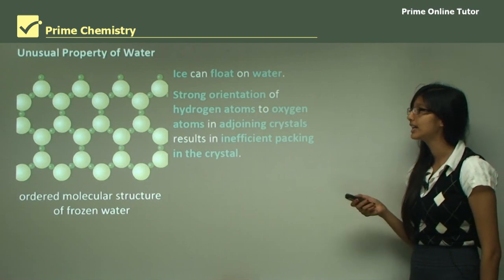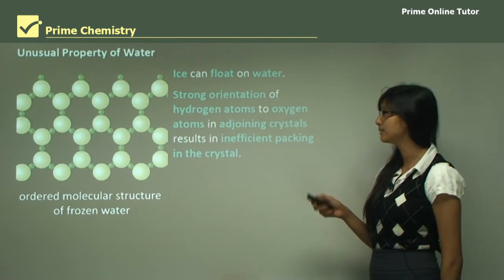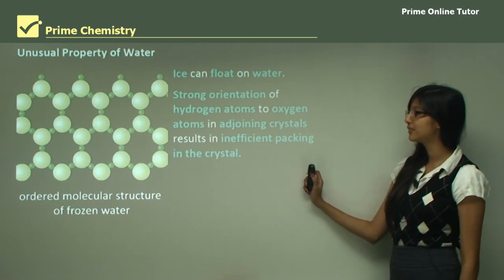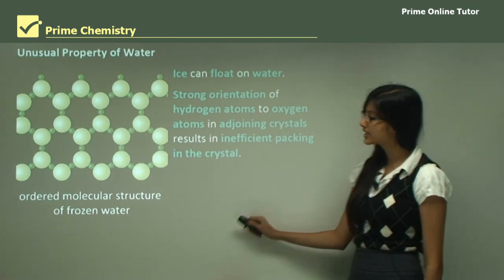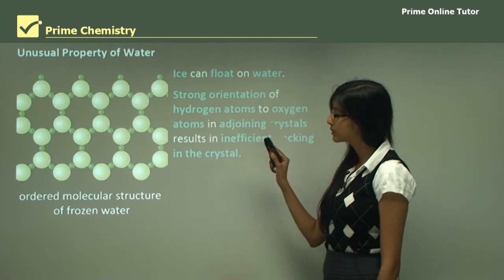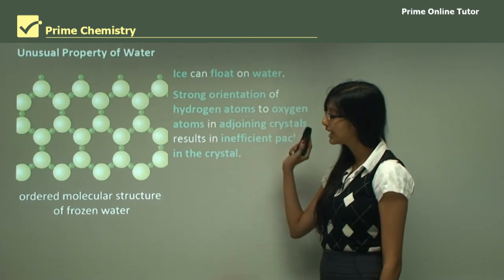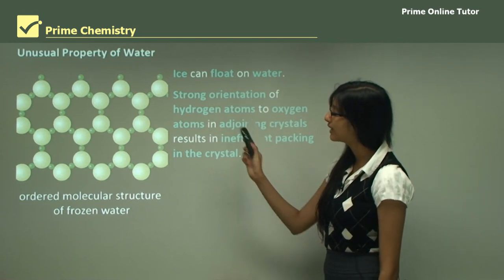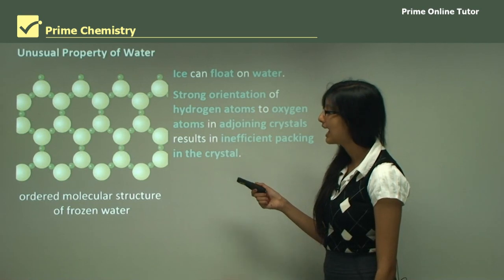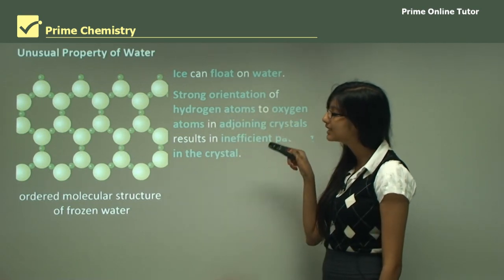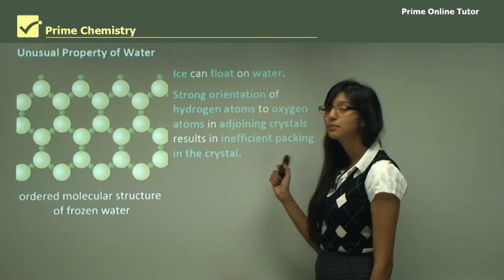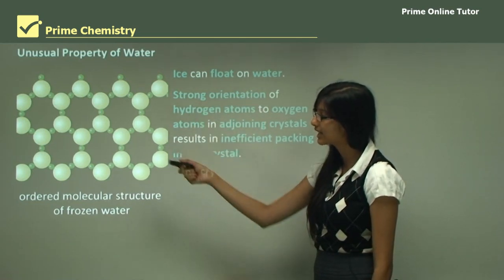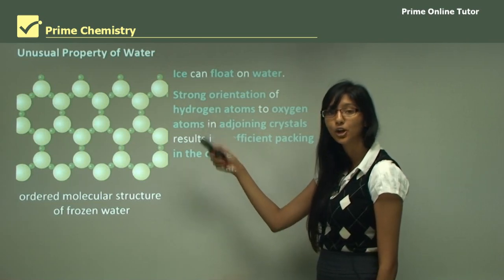The strong orientation of hydrogen atoms to oxygen atoms in adjoining crystals results in inefficient packing in the crystal. As you can see in the diagram, the hydrogen atoms, which are the small green balls, and the oxygen atoms, which are the larger yellow balls, are arranged in a very ordered crystalline lattice. You can see the spaces between the lattice, and those spaces cannot be occupied by any other molecule. Therefore, they are taking up a lot of volume, a lot of space.